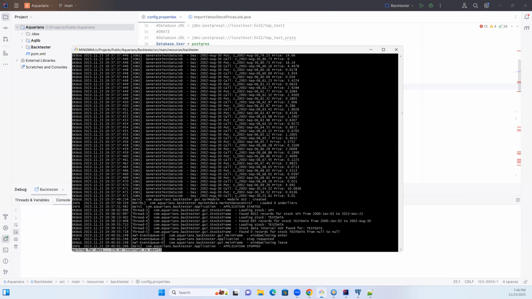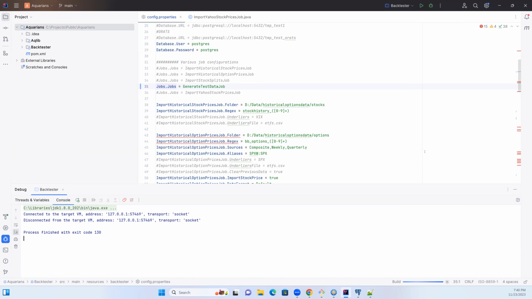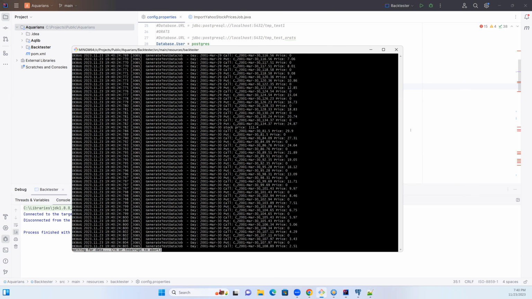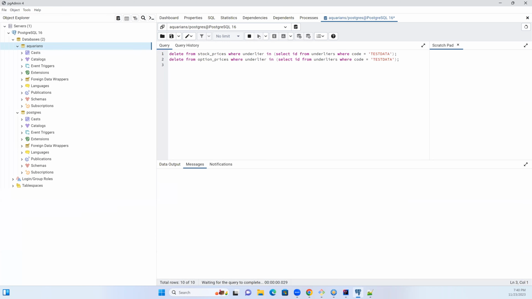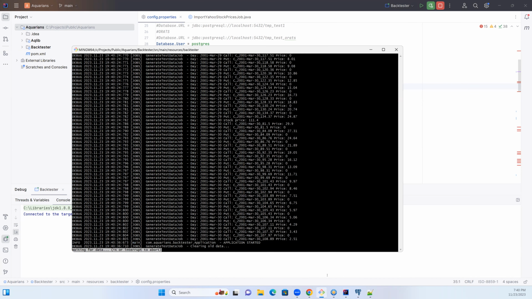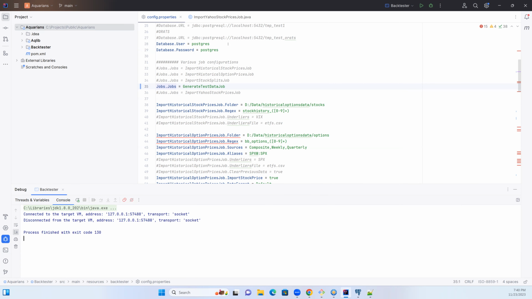Okay, got it finished with stocks. Options, we are not interested. So delete this thing again. Generate. Okay. And don't forget to disable this before starting graphical mode.